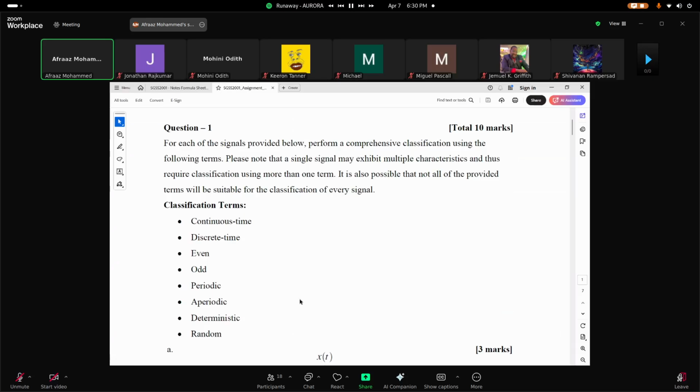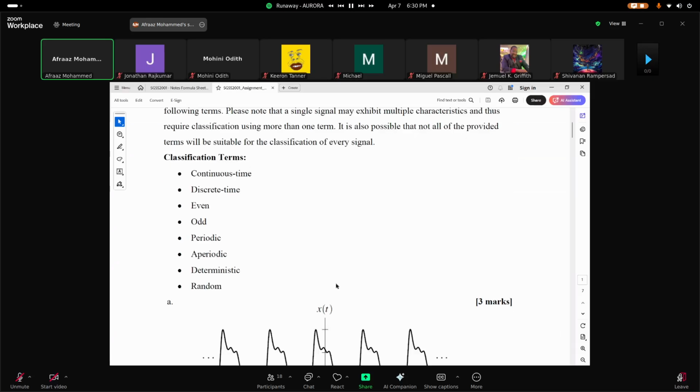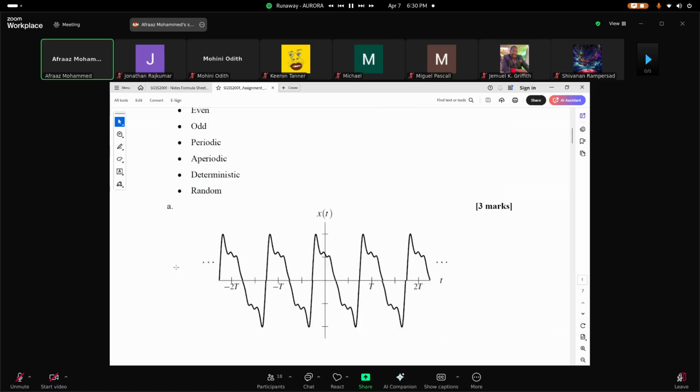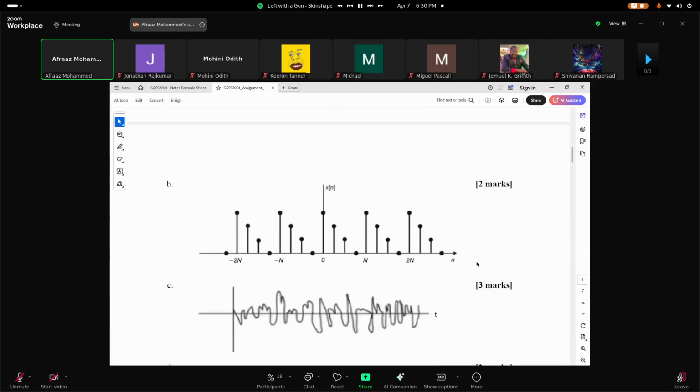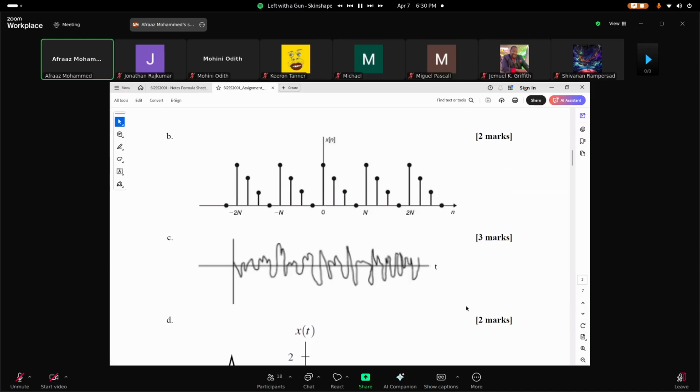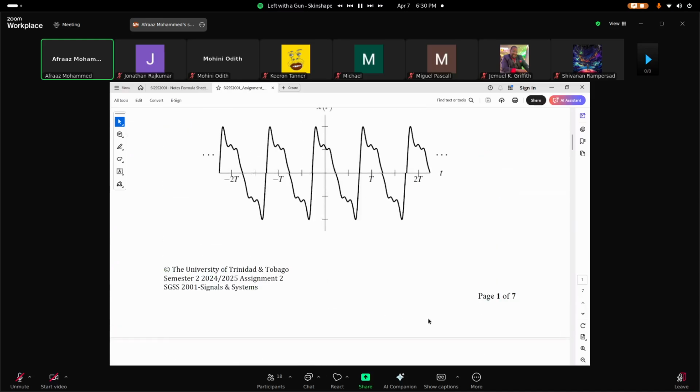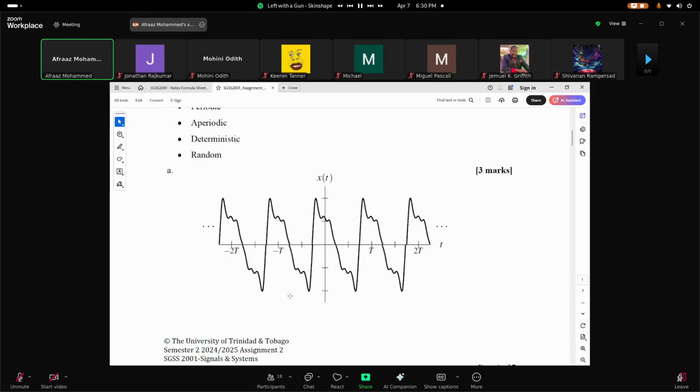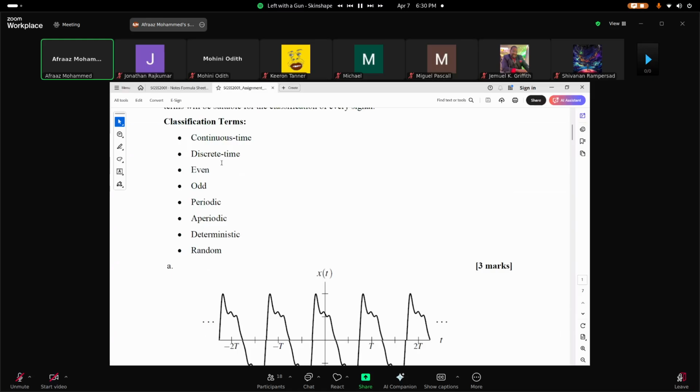Now, each one of these signals may have multiple characteristics, so you could use one or more terms to classify them. It's also possible that there may be a signal here where one term is not used at all, so don't feel the need to use all the terms. This is part A, the first signal, what it looks like. Now, what I would tell you is use the marking scheme as a guide in terms of how many terms you should use at least to describe the signal. So have a look at the signal and then use these terms to classify it.